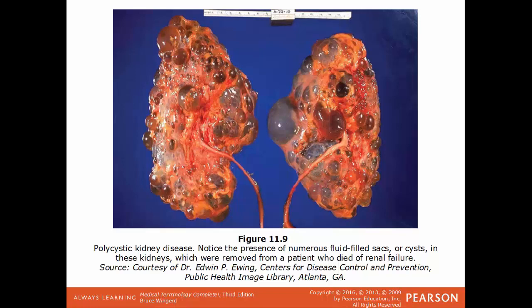Alright, in this image we have real examples of kidneys that have polycystic kidney disease. You can easily see the large number of cysts that vary in size. Some are small, some are quite large. So all these are cysts.